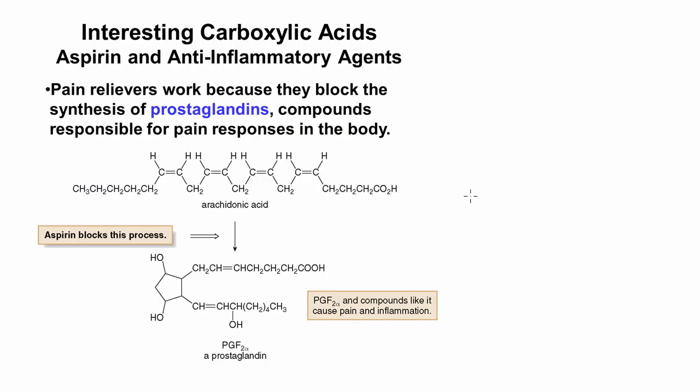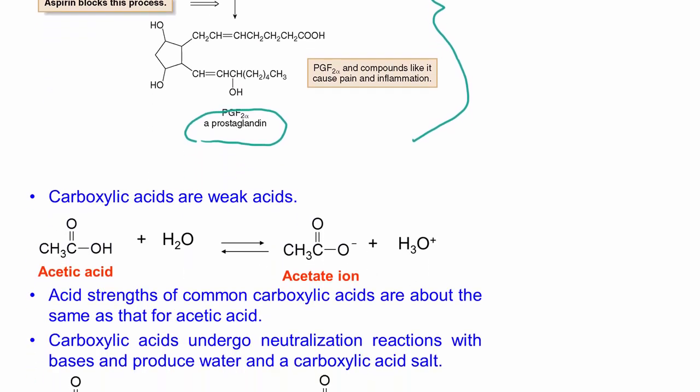How do pain relievers work? I'm not going to go into a lot of detail, but what they do is they block the synthesis of these substances called prostaglandins. And these prostaglandins are responsible for our pain response. So we will talk more about this reaction later in the biochemistry, but that's basically how it works. It just blocks the synthesis of these compounds.